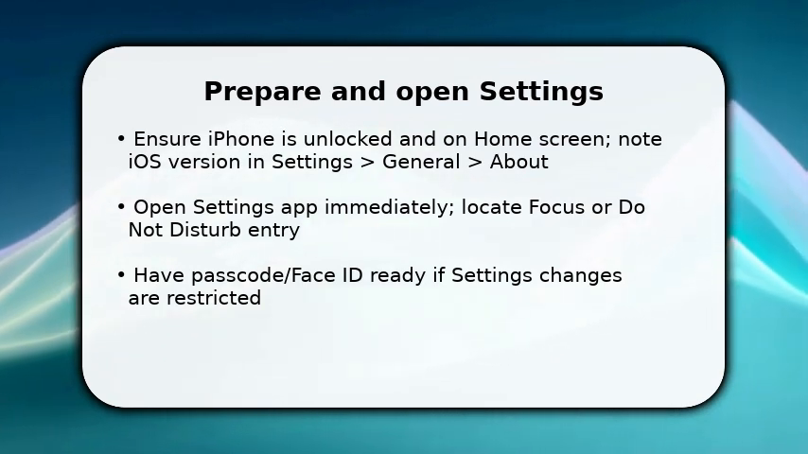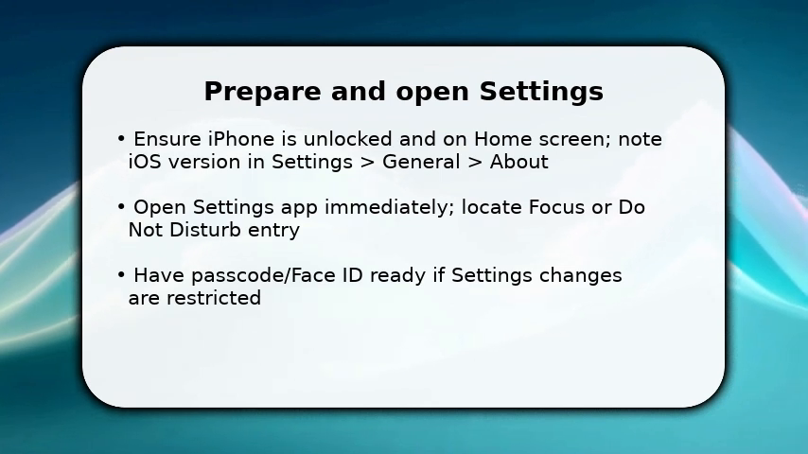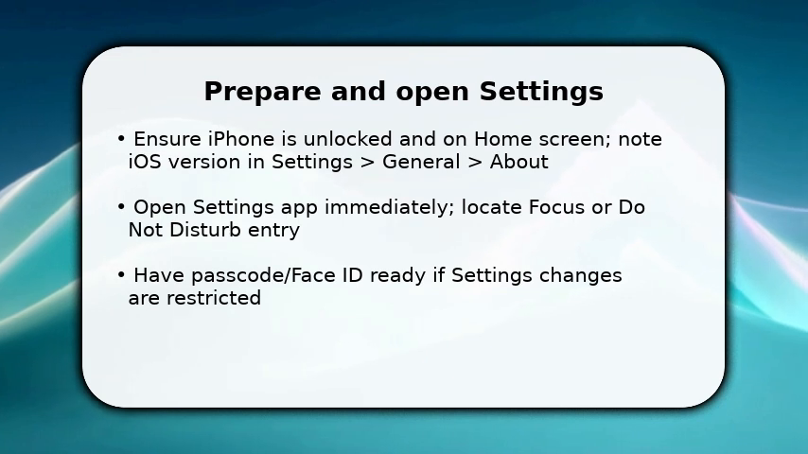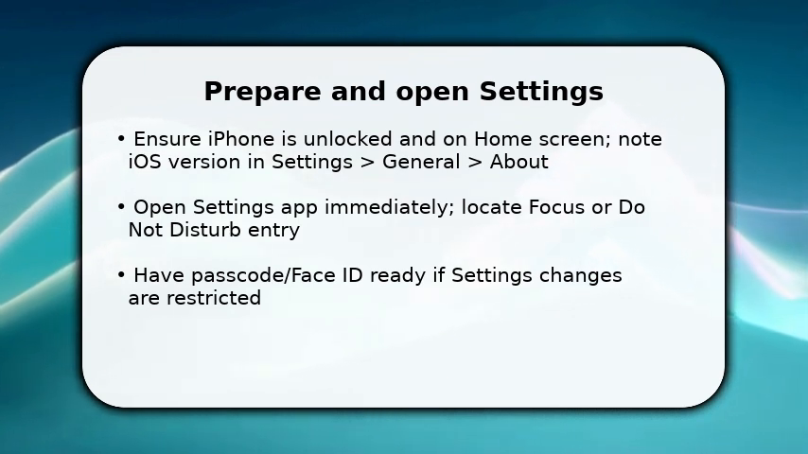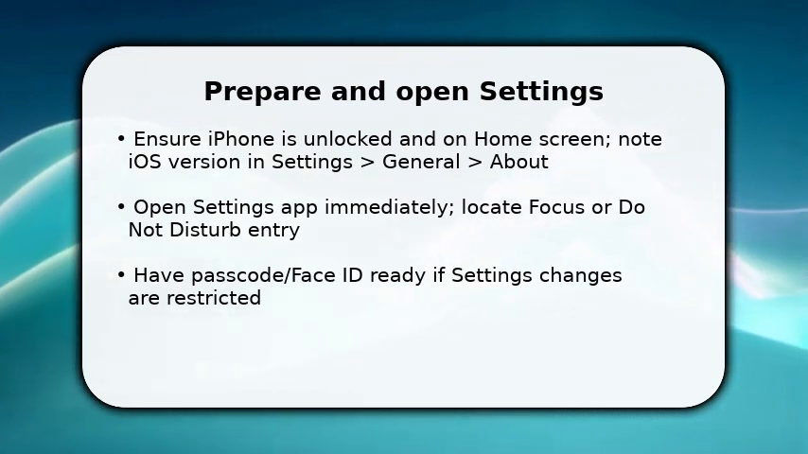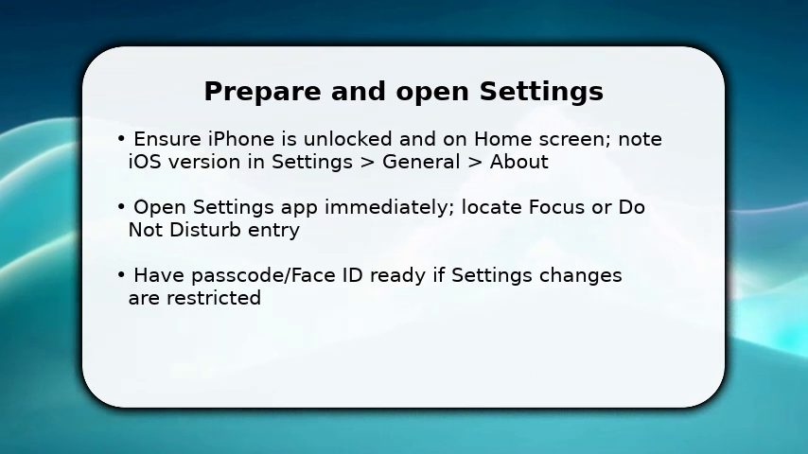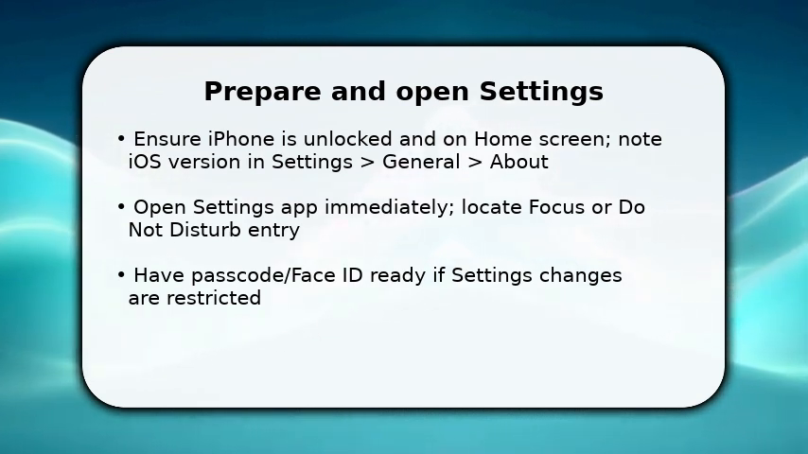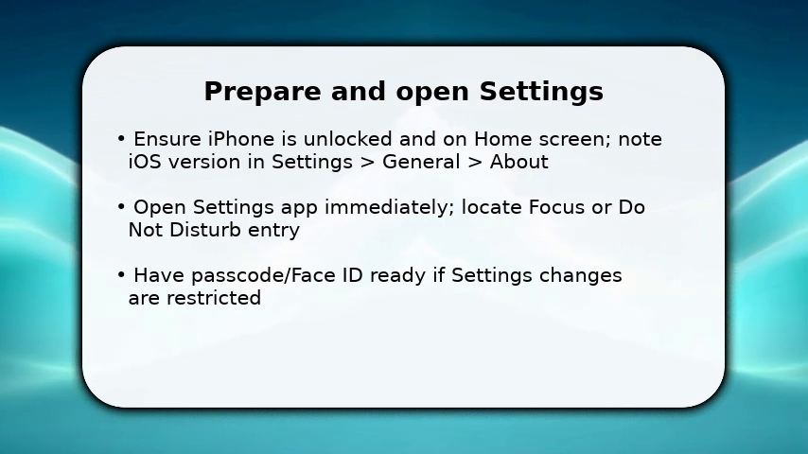Newer iOS groups Do Not Disturb there, or find Do Not Disturb if your device shows it separately. Make sure you can authenticate with Face ID or passcode, because some changes require confirmation. Now that you're in the right menu, look for the Do Not Disturb tile and get ready to toggle it off. Once inside the Do Not Disturb settings, you'll see the main switch and any scheduled automations.